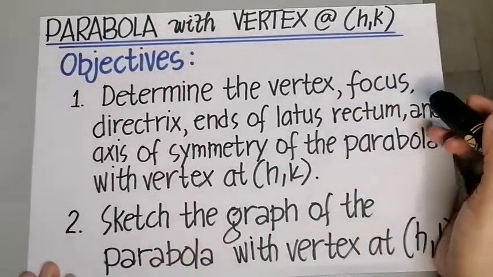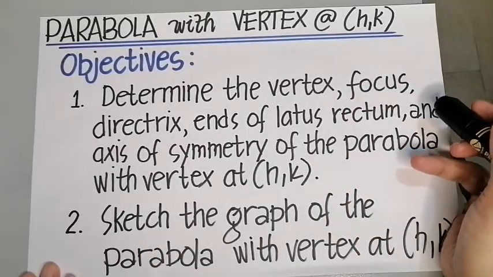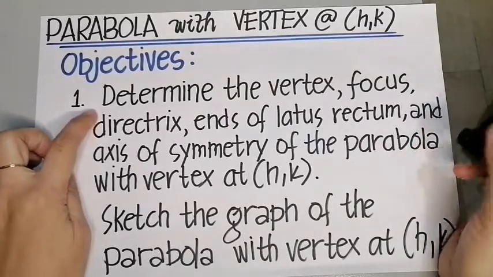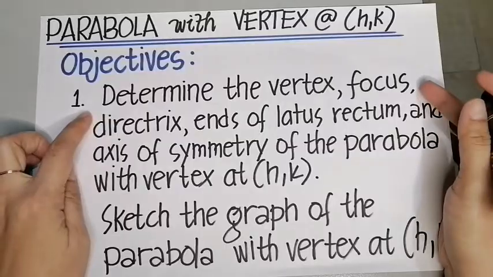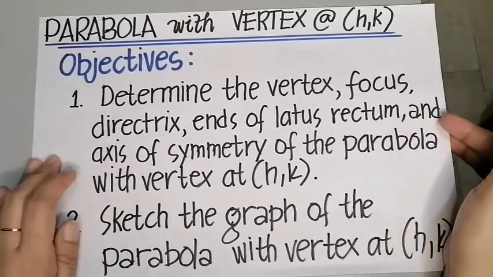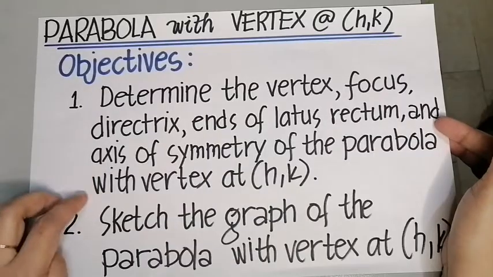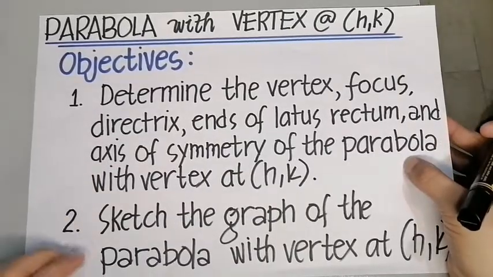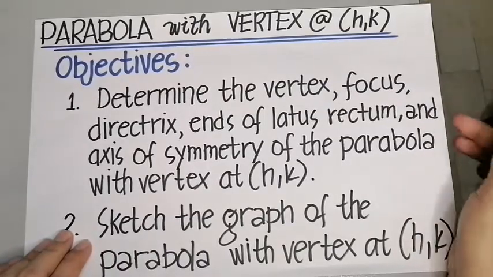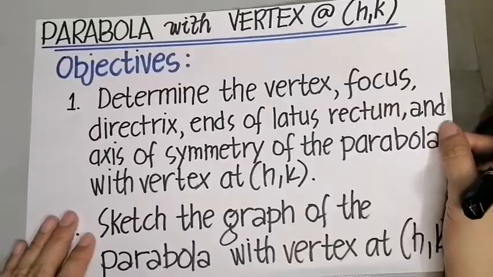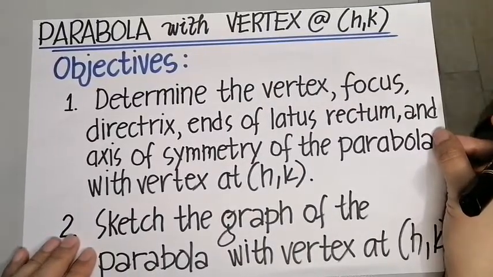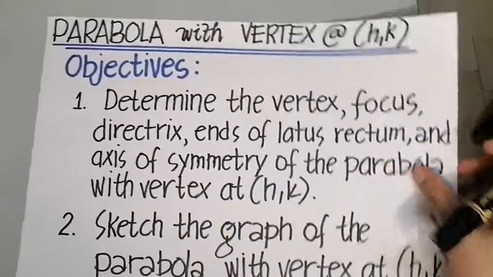Class, for today we will be discussing parabolas with vertex at (h, k) with the following objectives. First, determine the vertex, focus, directrix, ends of the latus rectum, and axis of symmetry of the parabola with vertex at (h, k), and of course sketch the graph after determining the elements. In one of my videos uploaded, I derived the standard equation of the parabola with vertex at (h, k) and opens to the right.